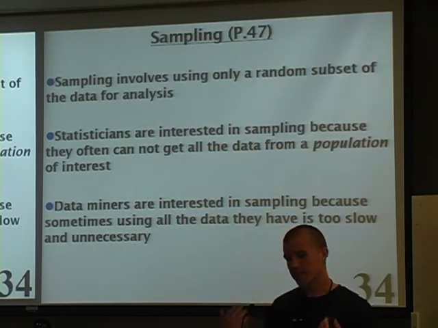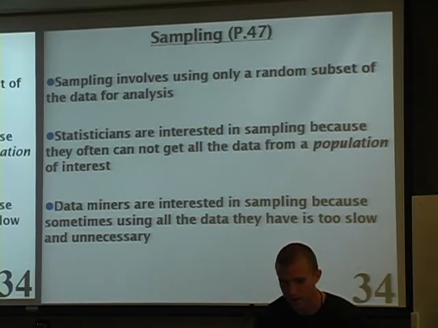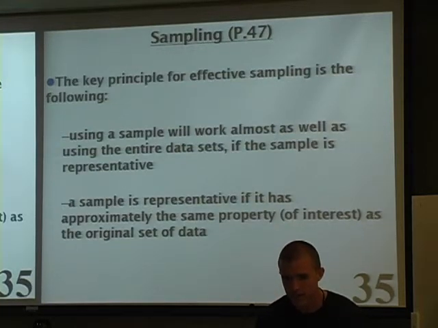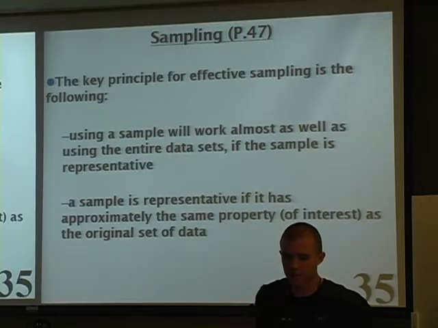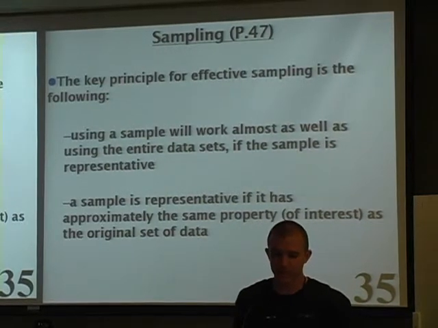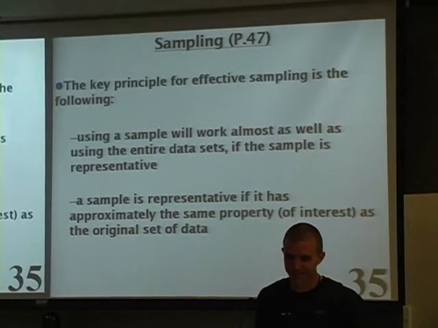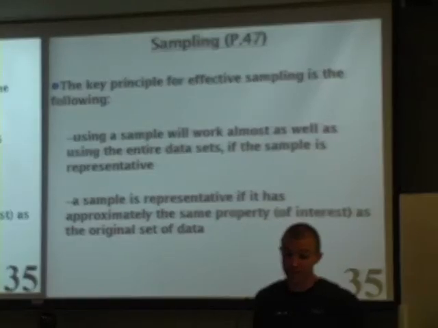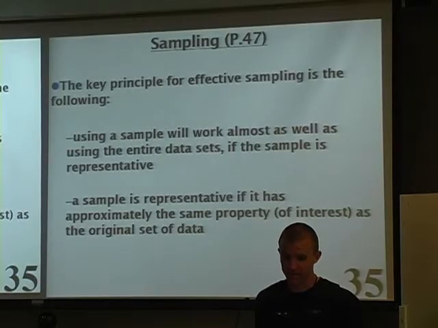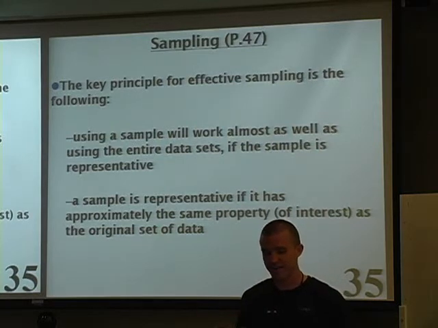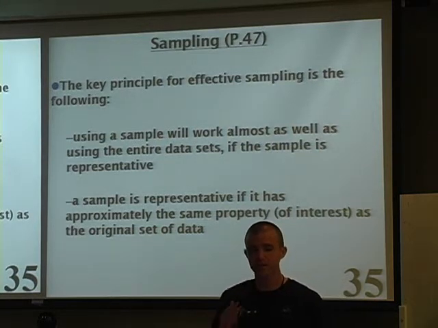Also, sometimes the sampling isn't so obvious, like what objects you should sample, and I'll talk about that a little bit too. What I want to say is something I copied down from the book, and I think it's funny because it's completely circular. It says using a sample will work almost as well as using the entire data set if the sample is representative. So what does it mean to be representative? A sample is representative if it has approximately the same property of interest as the original set of data. So it's very circular, but the point is it depends what you're after.